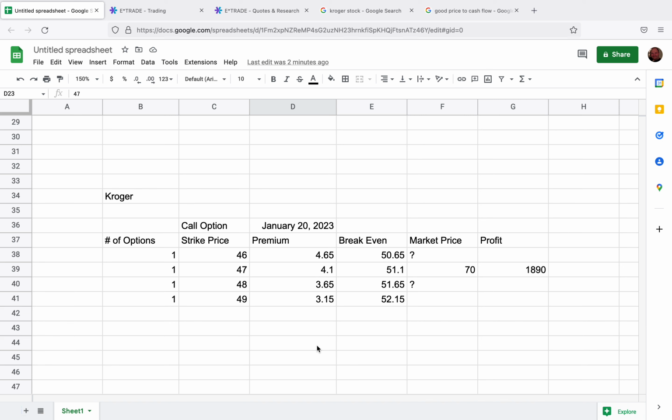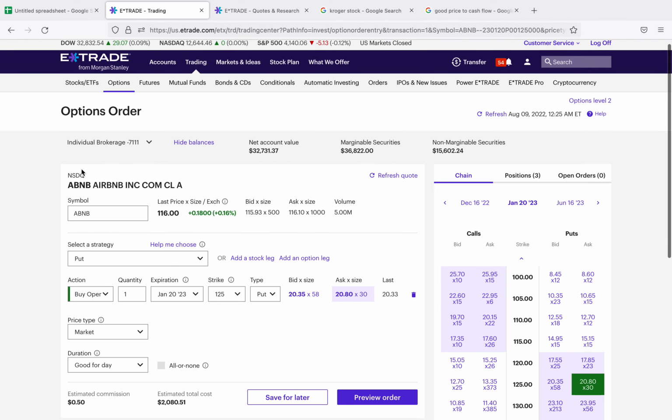So if we're going to buy a call option on Kroger to go up, there's going to be a premium. You don't get it for free, and that's where the brokerage comes in. Let's go here and show you where this comes from. So we're going to go to Kroger.